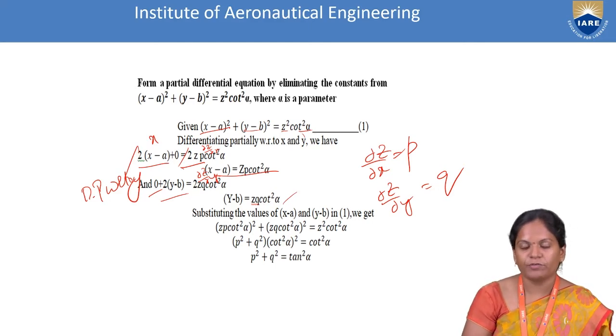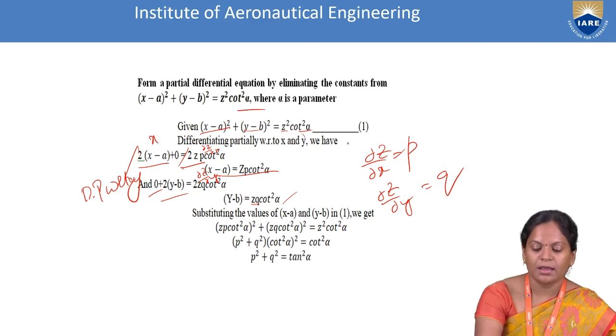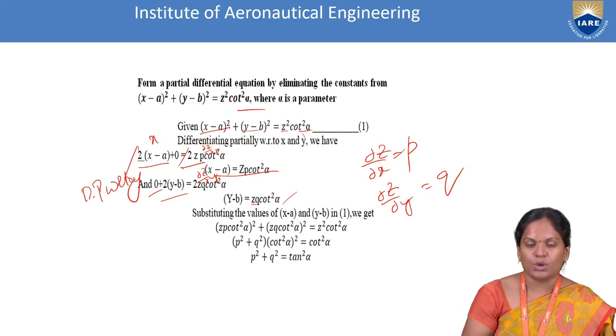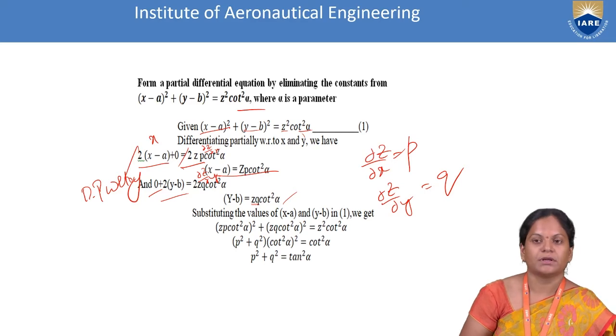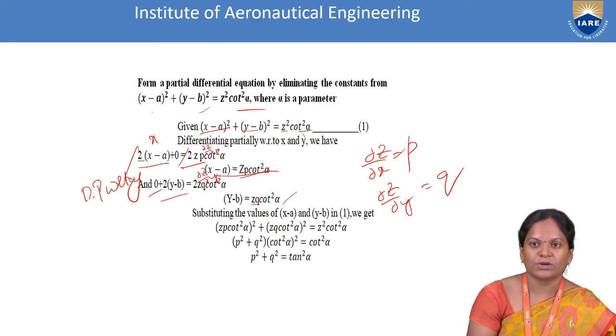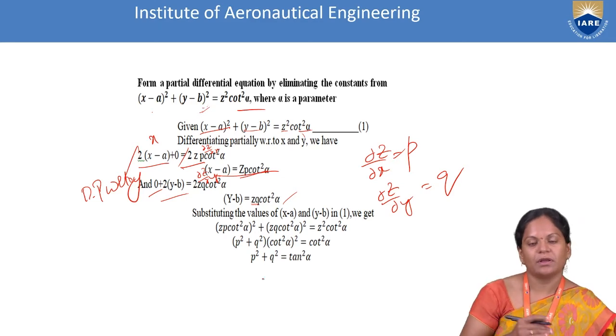What is our intention? We have to use the given equation as well as equation 1 and equation 2. Use these three equations and eliminate arbitrary constants a and b. That is our intention. So I am replacing x minus a and y minus b in the given equation: in place of x minus a, zp cot square alpha, in place of y minus b, zq cot square alpha. So substituting these two values, we will eliminate a and b easily.